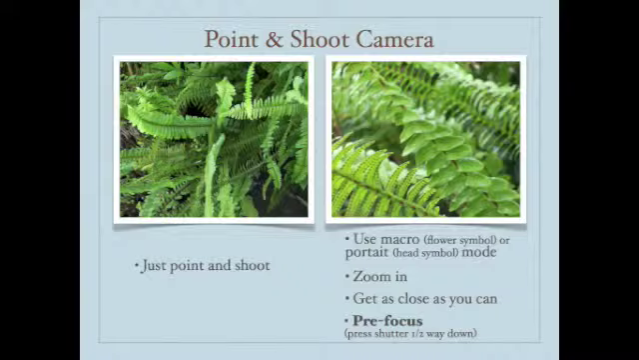Now I wanted to kind of trick the camera a little bit. So what I did is I put it in the macro setting, which is like the flower symbol. You could also go into the portrait symbol if you have that. I zoomed in and I got as close to the fern as I could without it going too out of focus all over. And then I did pre-focus.